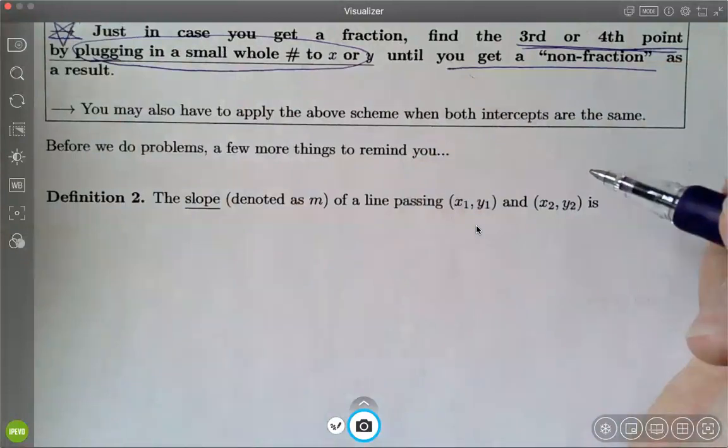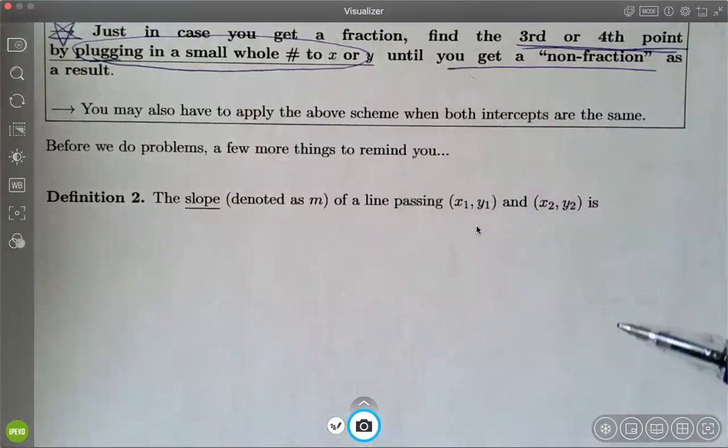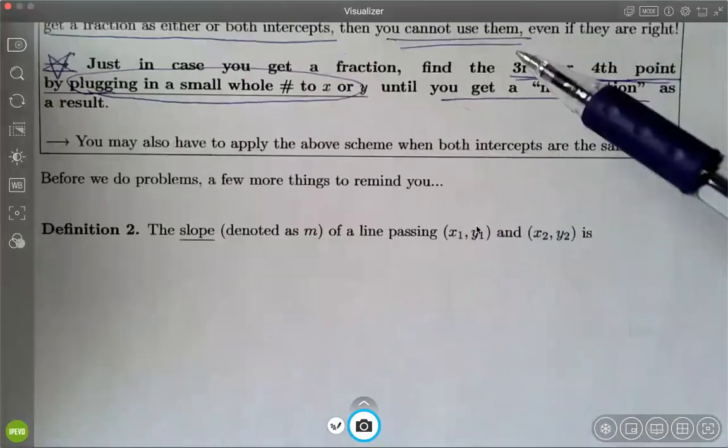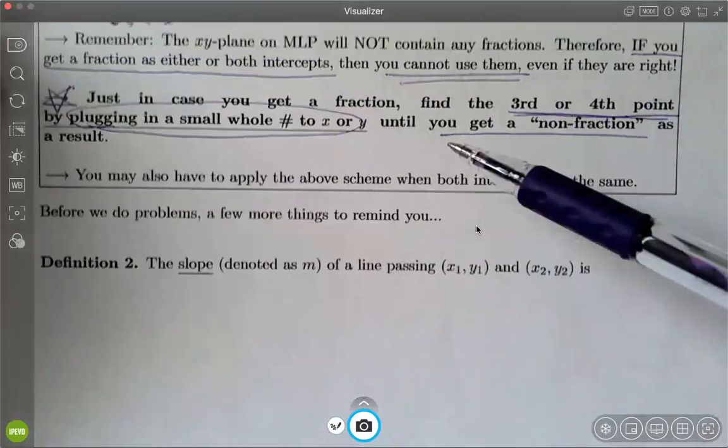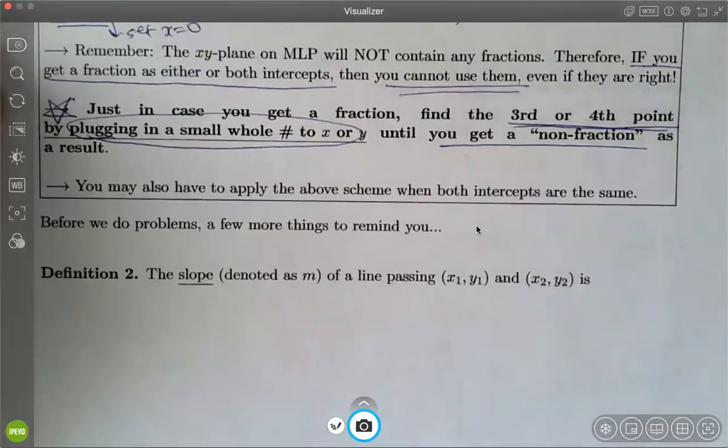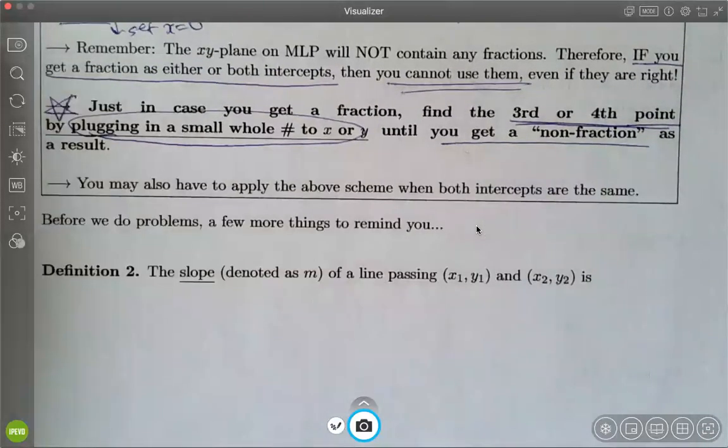We have seen this scheme in section 2.1 or something. I'm not emphasizing this too much because if you are not getting any fractions for the x and y intercepts, you're good, because that's how many points you need, the 2 points. But if you get a fraction, then you cannot use it, so you have to find another point.